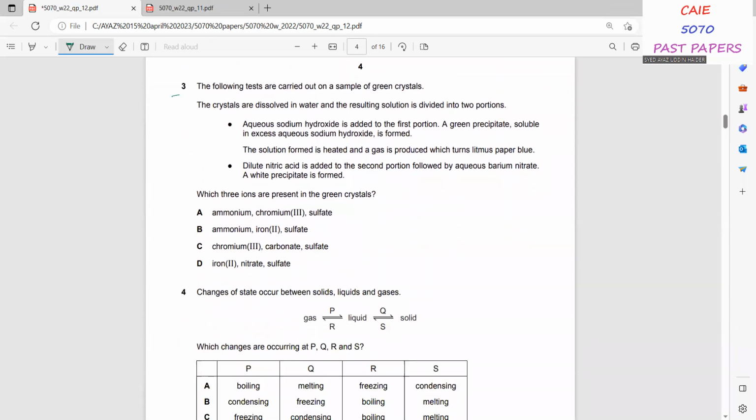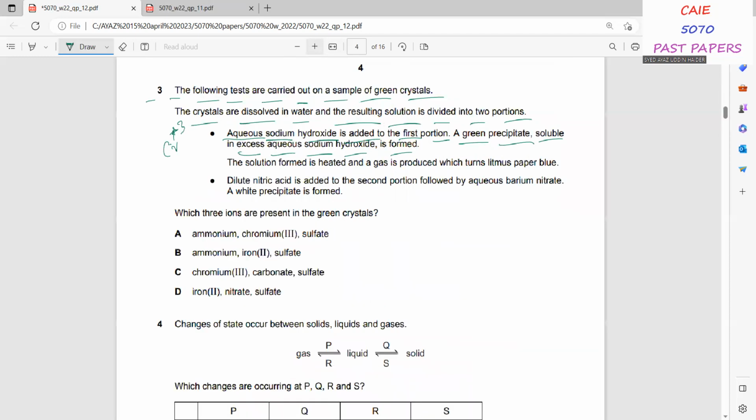Number 3. The following tests are carried out on a sample of green crystals. The crystals are dissolved in water and the resulting solution is divided into two portions. Aqueous sodium hydroxide is added to the first portion. A green precipitate soluble in excess aqueous sodium hydroxide is formed. We have only one ion for this, and that is Cr3+. It is soluble in excess of sodium hydroxide.